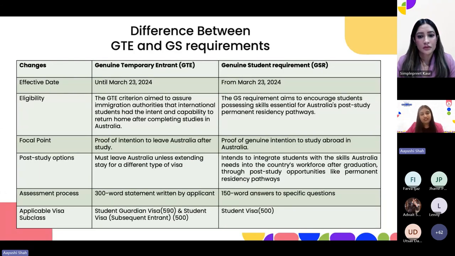Now, GTE got replaced with a question and answer format in GSR, and they have a maximum word limit of 150 words for each question and answer. So you have to make sure that you are addressing those questions and answers. If you consider the bigger approach, this gives you more words to give your answers within the confined questions. A significant change: it was only 300 words, whereas now we have 150 words for answering each specific question.